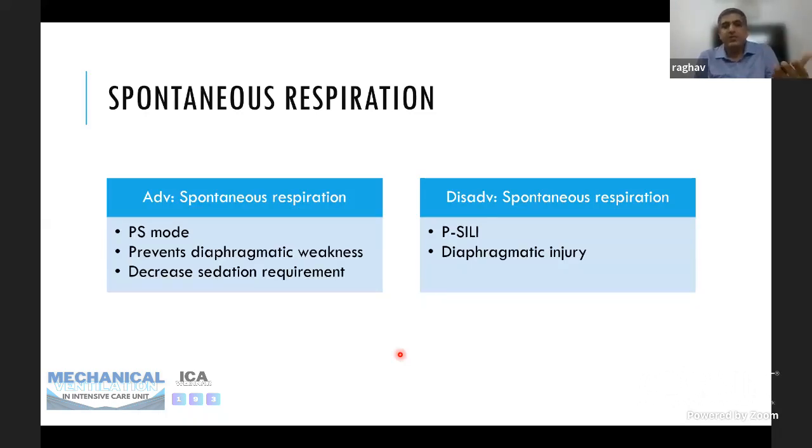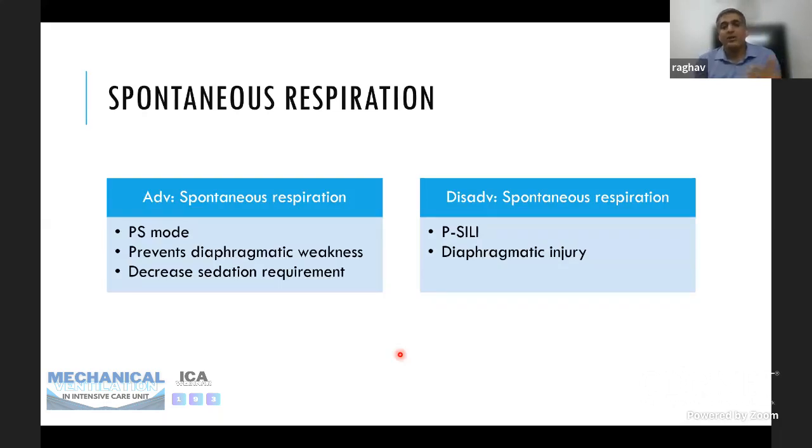What is the advantage? This will prevent diaphragmatic weakness and obviously decrease the sedation requirement and its side effects. However, there is a disadvantage of allowing spontaneous respiration, the most important being ventilator-induced lung injury, also known as P-SILI, which is patient self-inflicted lung injury. Also, excessive patient efforts can lead to diaphragmatic injury in these patients.